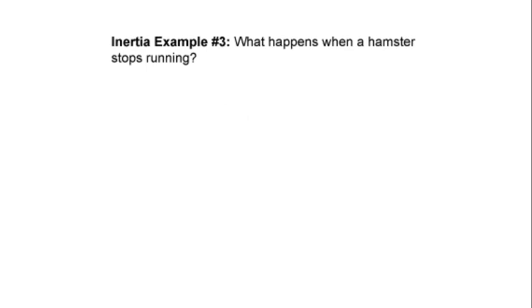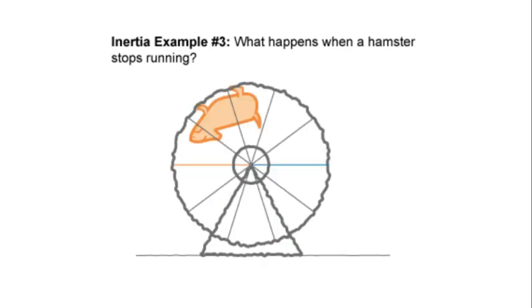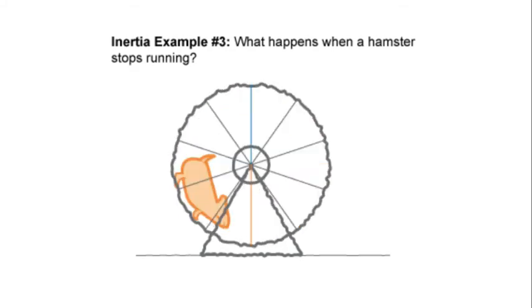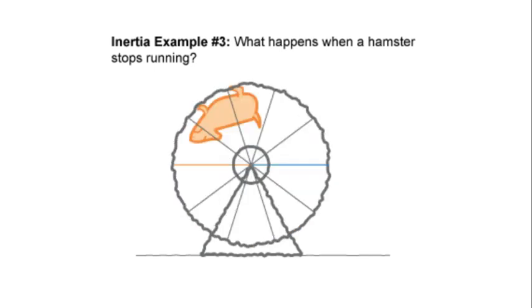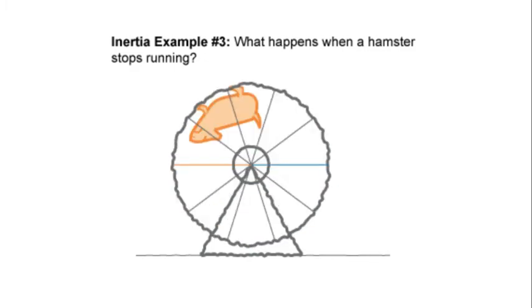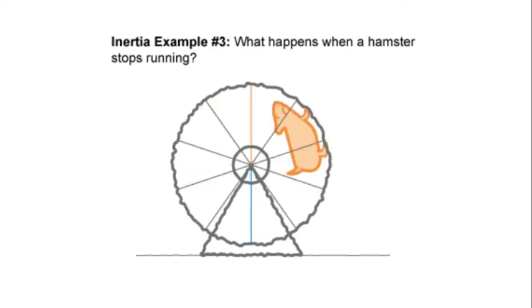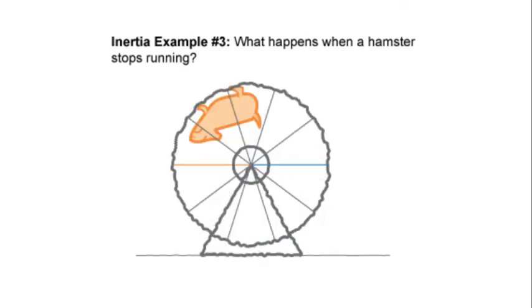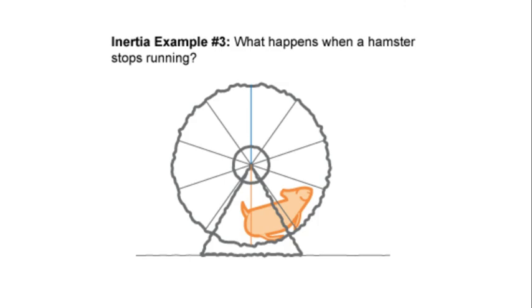Another example: our pet hamster, right? He's enjoying his time on the wheel, and then he kind of gets ahead of himself and gets taken over. So what happens when a hamster stops running? He's moving, and then he stops moving, but he's going to stay in motion unless acted on by an outside force. The outside force would be the owner stopping the wheel, therefore helping to stop the pet hamster.